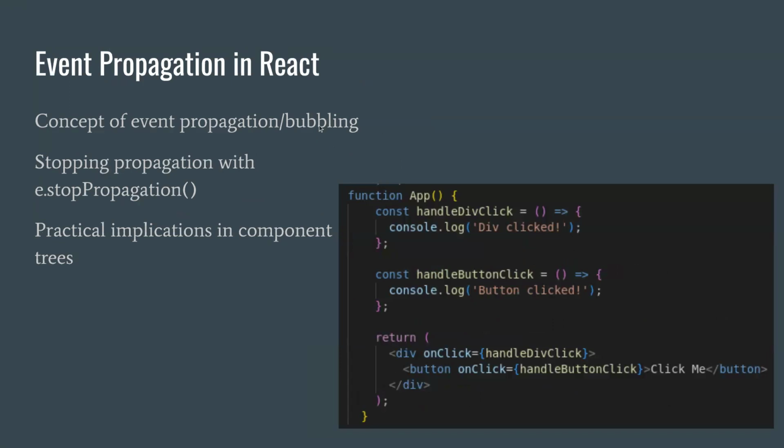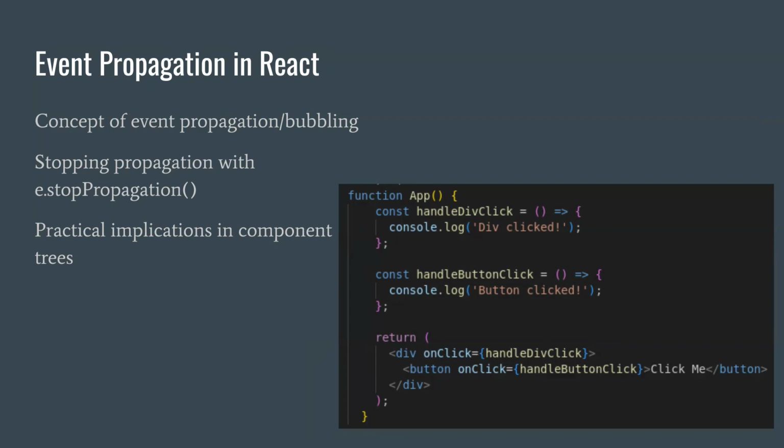Event propagation in React. Events in React follow a pattern known as propagation, where an event triggered on an element will bubble up to its ancestors. This can be both useful and tricky. There might be cases where you want to stop this propagation to prevent parent handlers from firing.